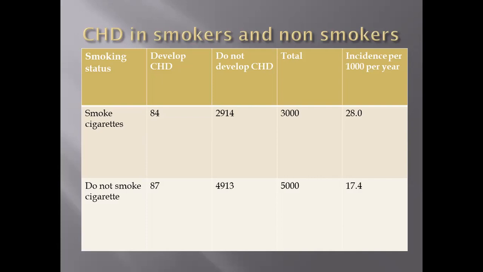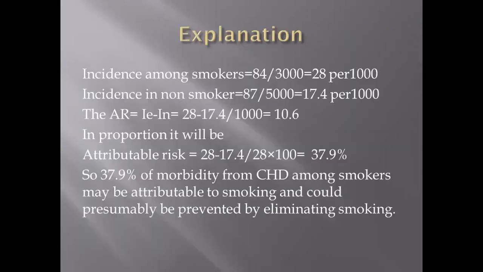Total in the smoker cases are 3,000, the non-smoker are 5,000. So when we calculate the incidence per thousand per year, we will see that the incidence among smokers was 84 divided by 3,000, which is 28 per thousand. And incidence in non-smokers is 87 divided by 5,000, which is 17.9 per thousand.